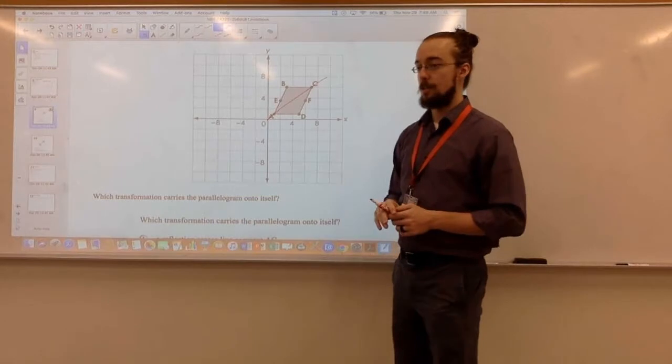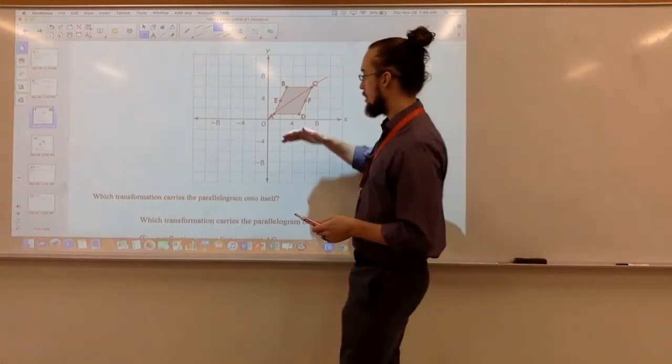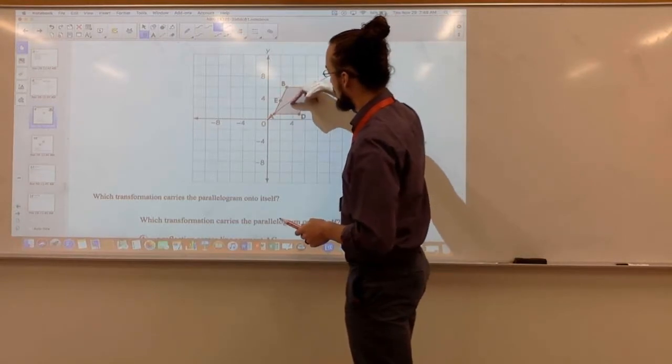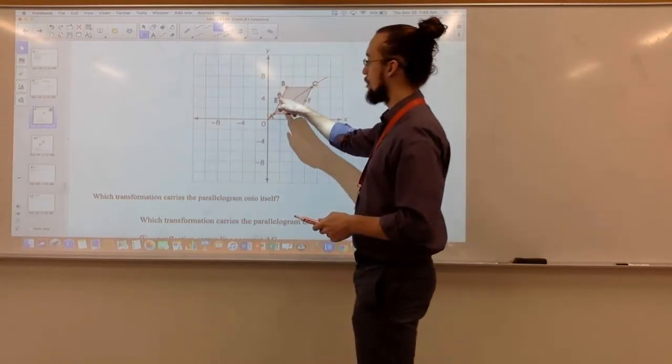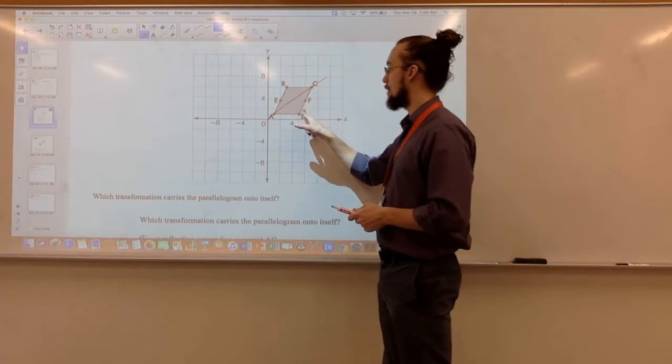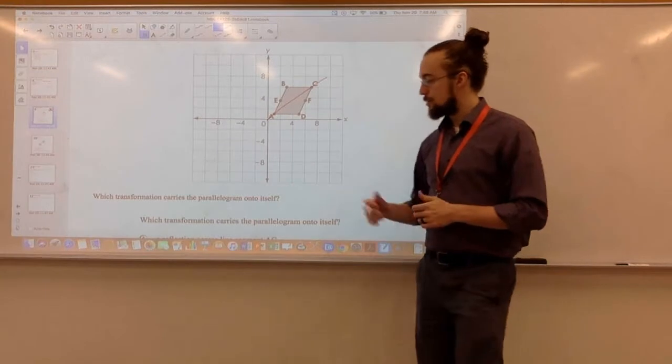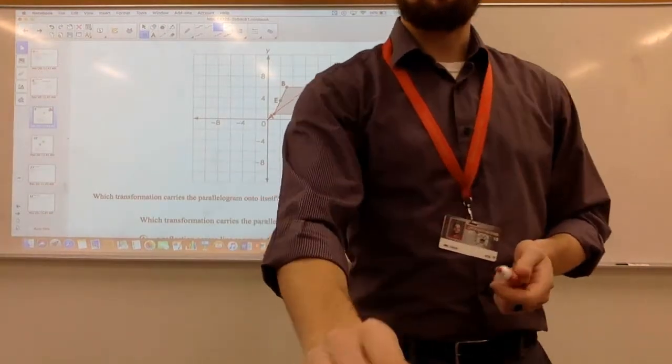I say no. Those corners are not the same. If I think about folding across this line, point D would end up right here. It wouldn't match up with B, and B would end up right here. It wouldn't match up exactly with D. So that first answer I don't think would work.